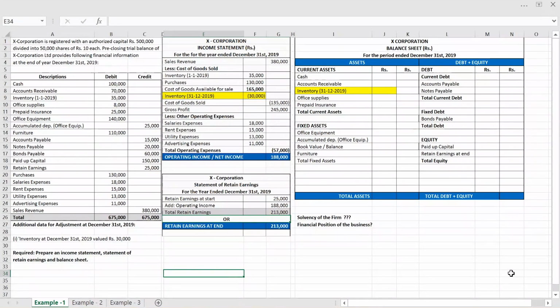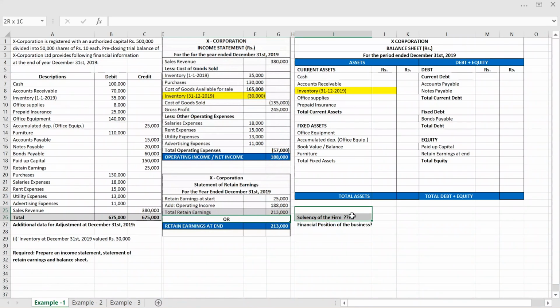After completing this balance sheet, we'll find out whether the business has a strong financial position or a weak financial position. Similarly, we can also find out the ability of the business to pay its liabilities or debt. If the business has the capability to meet its financial obligations, that means the business or firm is solvent.